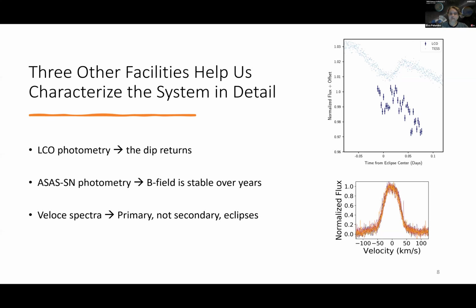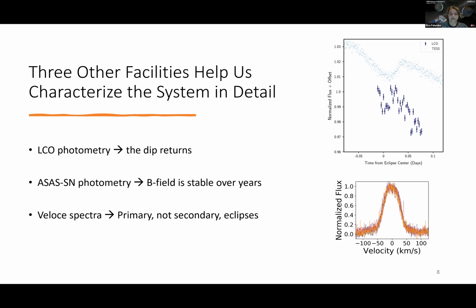Also, we have photometry from ASAS-SN, which covers about 4 years, although it has rather low cadence, but that's still enough to confirm that the star's rotational signal appears to be stable over timescales of years, and we infer that the same is true of the star's magnetic field. And this is an important thing because that is one of the prerequisites for forming a centrifugal magnetosphere.